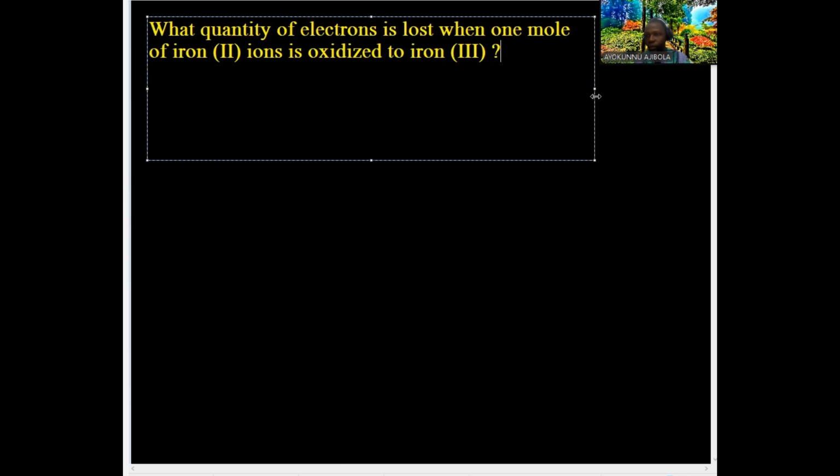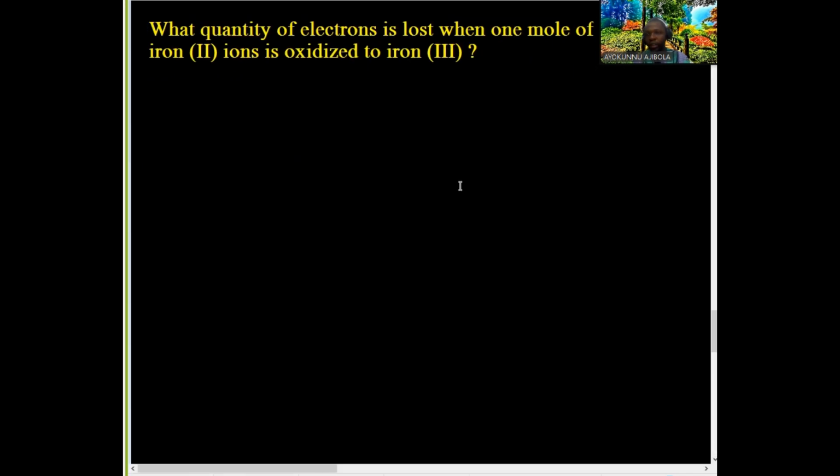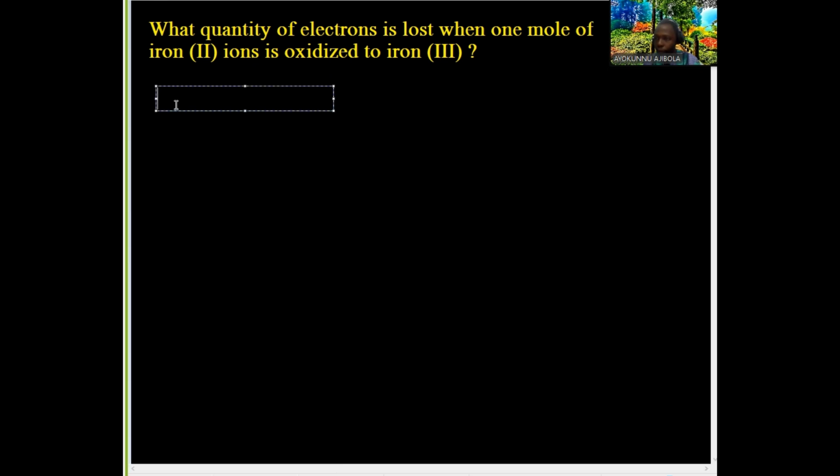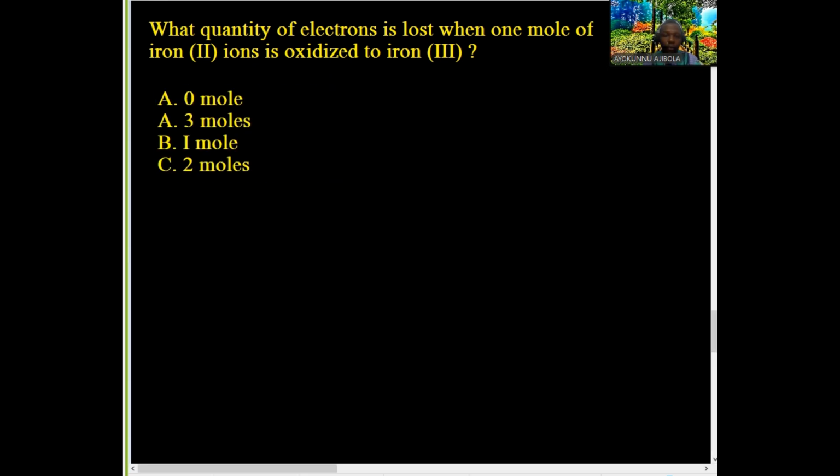Okay, let's look at this next question. So this one says, what quantity of electrons is lost when 1 mole of iron 2 ions is oxidized to iron 3 ions? So let me bring the options there. Which option do you go for?